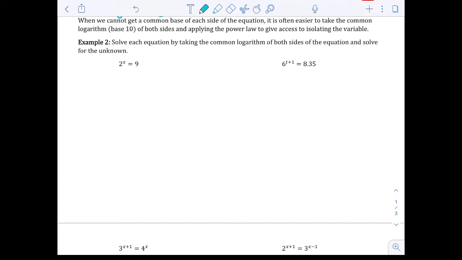Solve each equation by taking the common logarithm of both sides of the equation and solve them. Sounds easy enough. So this one here, we have 2 to the power of x is equal to 9. I wonder what exponent we can put on 2 that will give me 9. It's not a nice whole number, because 2 to the power of 1 is 2, 2 to the power of 2 is 4, 2 to the power of 3 is 8, and 2 to the power of 4 works out to be 16. So I know that it's going to be somewhere between 3 and 4.